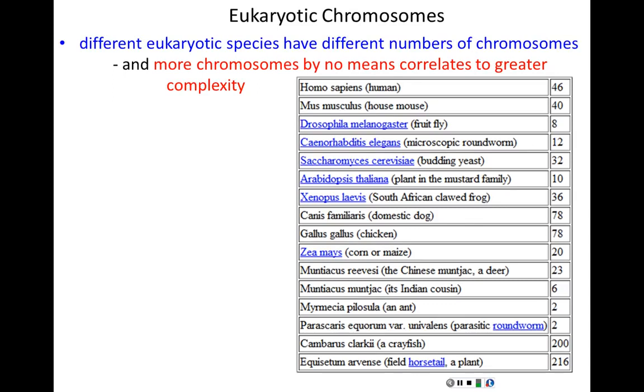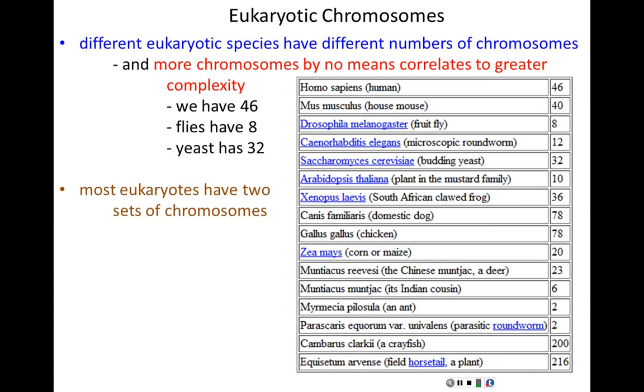The ant has 2 chromosomes. The muntjac, which is a kind of deer-like thing, has 6 chromosomes. We have 46, and the crayfish has 200. Okay, but we have 46 chromosomes. That much we know for sure.